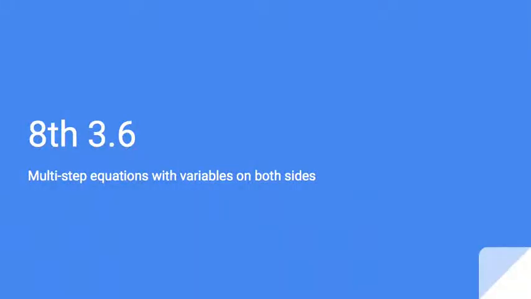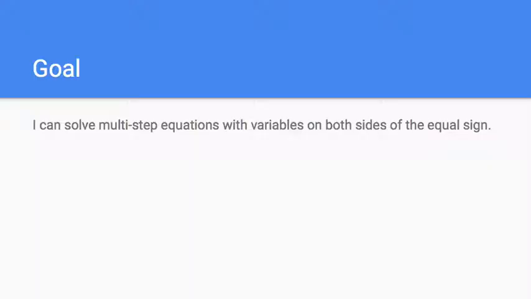This is 8th grade, lesson 3.6, solving multi-step equations with variables on both sides. Our goal for today is: I can solve multi-step equations with variables on both sides of the equal sign.